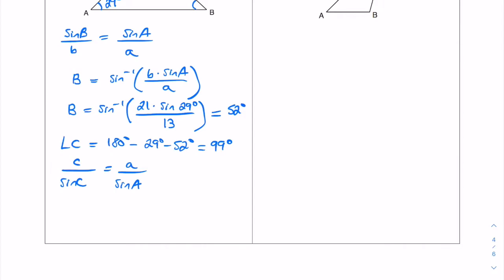All right, so that's going to be side A divided by sine of angle A. And now we plug in our numbers and solve for C. Just to save a bit of room, I'll do this in one shot. C is going to be side A, which is 13, multiplied by the sine of angle C, which would be sine of 99, divided by the sine of angle A, which is 29. And working this out on your calculator, you should get about 26.